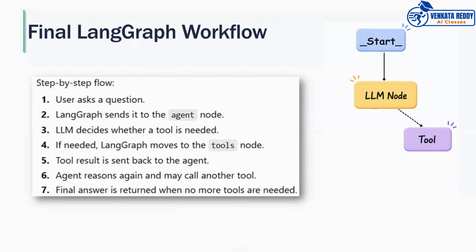Agent either will go to tool or it may end. This is the end node. Agent will go to tool. Tool will send back the information to agent. Again, agent decides whether I should go to tool or get to end. Again, a tool will give the information.